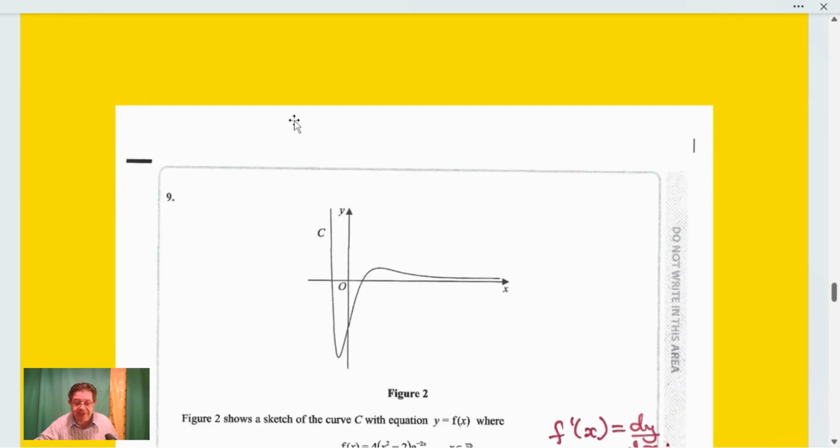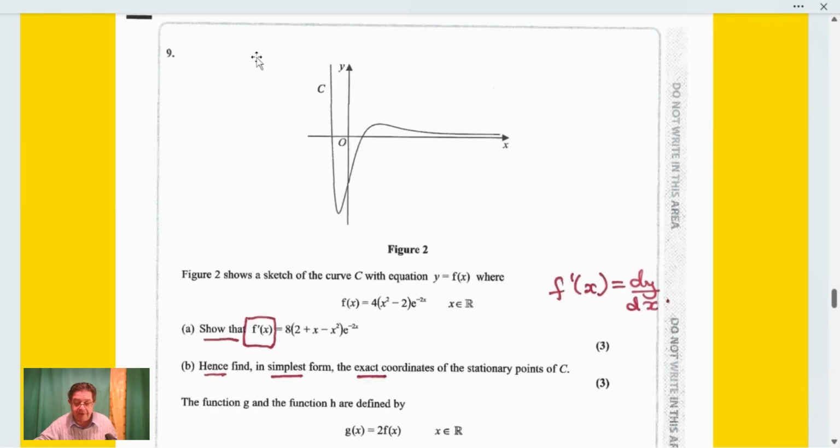The final question I'm going to cover in this video is question 9. We're given the sketch of a curve C with equation y equals f(x), where f(x) is 4x² minus 2 times e^(−2x). So you can see the graph here behaving very differently on the left-hand side to the right-hand side.